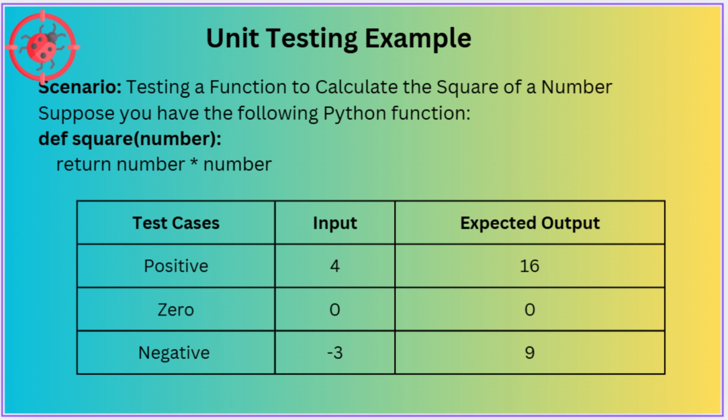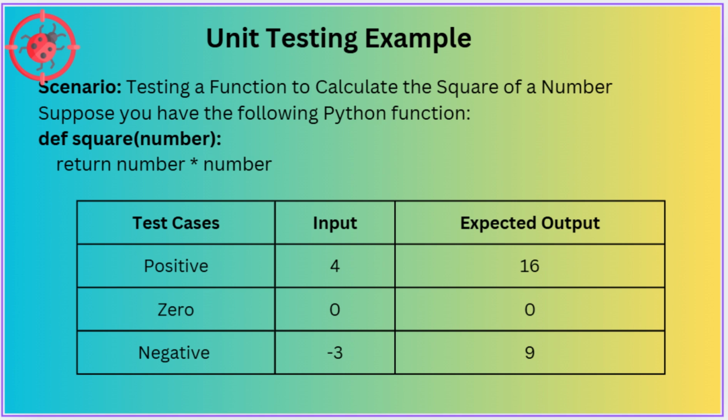Consider the scenario of testing a function to calculate the square of a number. Suppose you have the following Python function: def square(number), which multiplies the number by itself. So here we write some test cases: positive test cases, negative test cases, and zero.